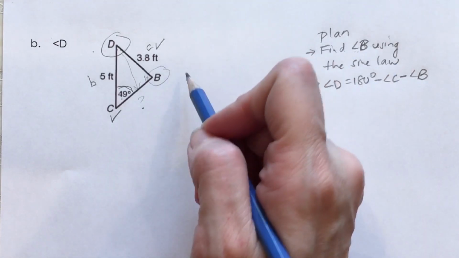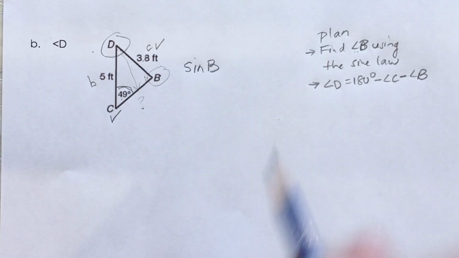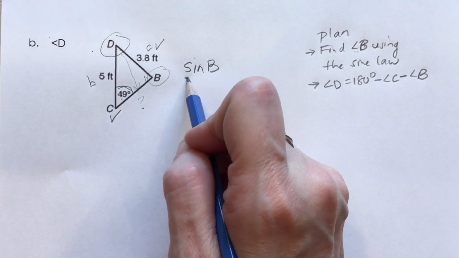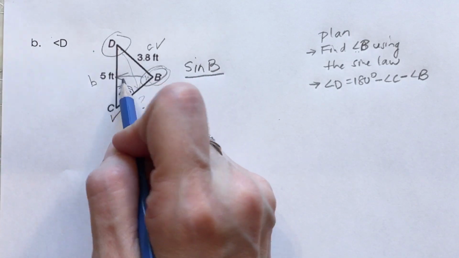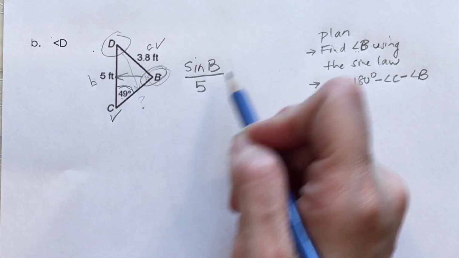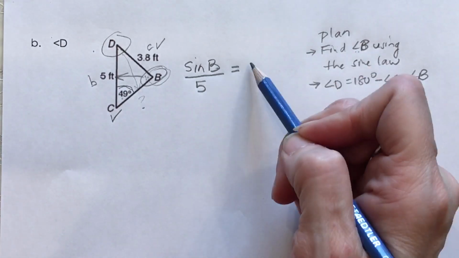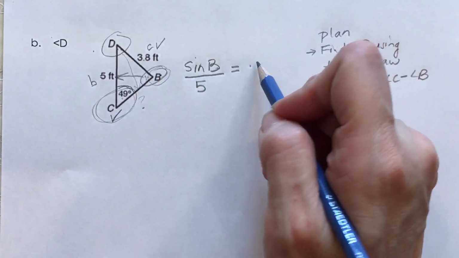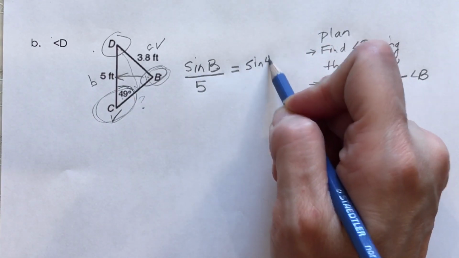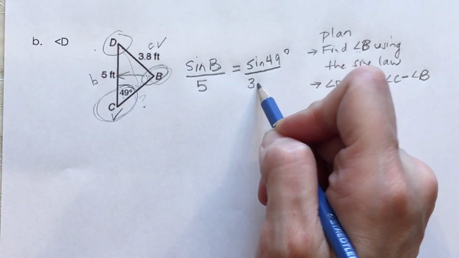So if I want to find angle B, I want to start off my sine law with angle B on the top because it's easier to solve for something when it's in the numerator. So the sine of angle B has got to be divided by the length of the opposite side. So here's angle B. The side opposite, little b, has a length of 5. So if we start off with the angle on top on this side of the equation, we have to start off with the angle on top on this side of the equation. The angle we know is angle C, so we're going to do the sine of angle C, which is 49 degrees, over the length of its opposite side, which is 3.8.